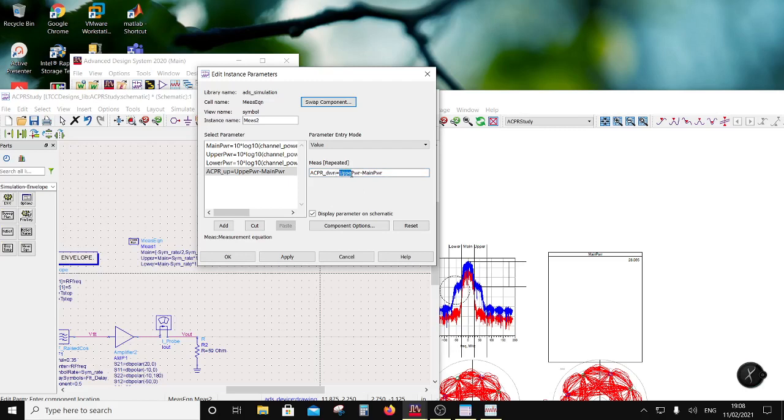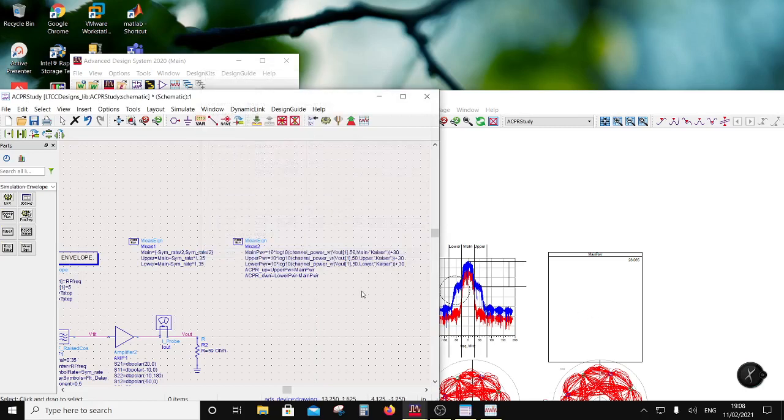Oh, there is a mistake. That's okay, I will correct it. Lower power. So this is going to be upper power. Okay, so now we have got the ACPR numbers. Okay, so now I'm going to simulate this again.